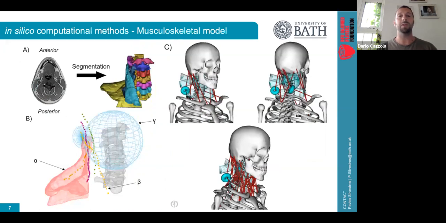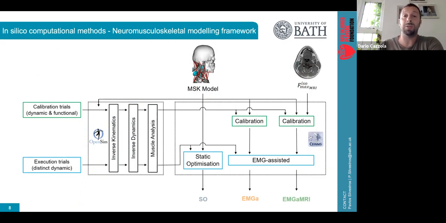In terms of computational methods, we firstly developed a new musculoskeletal model. As you can see here, this model is informed by the use of MRI scans that were used to create wrapping surfaces and inform the mass distribution of the model itself. Once the model was created, we moved towards the development of the modeling framework, which included 2 main blocks.